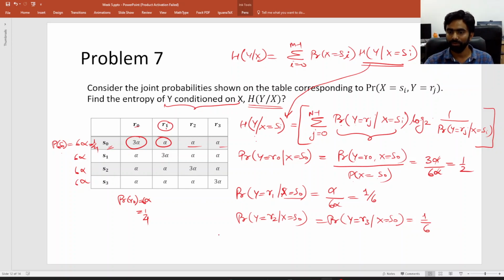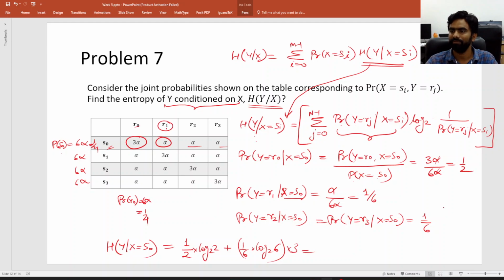This is clear. So now you will get H of Y given X equal to s0 only, because we have calculated the probabilities for j equal to 0 to n minus 1 corresponding to s0. Directly summing these, it will be 1 by 2 into log 2 of 2, plus 1 by 6 into 3 times, these are 3, 1, 2, 3, so it would be half plus half log 2 of 6.